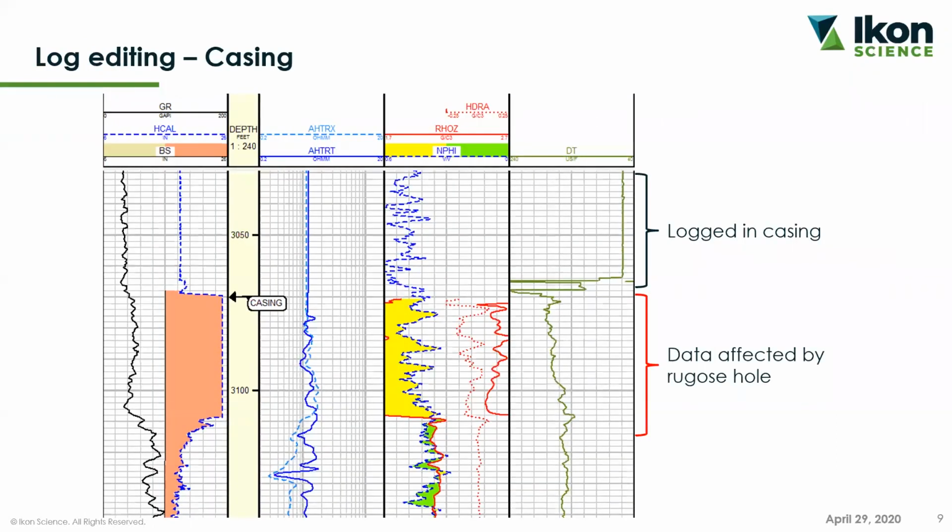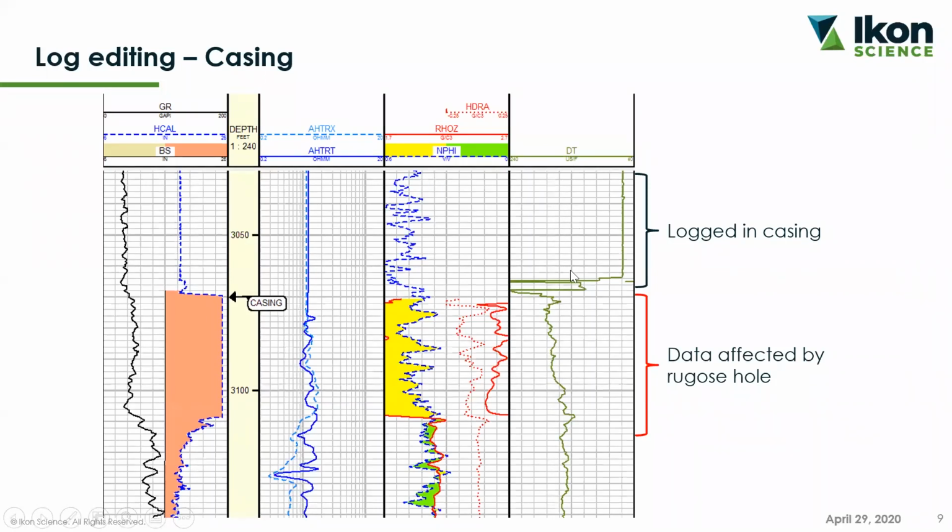So next we'll look at casing and casing effects. Here we can see a well panel with various logs on it. We've got the gamma ray and the caliper log, and shading is to the bit size. Here resistivity is in the next track, density and neutron, and then a sonic log.